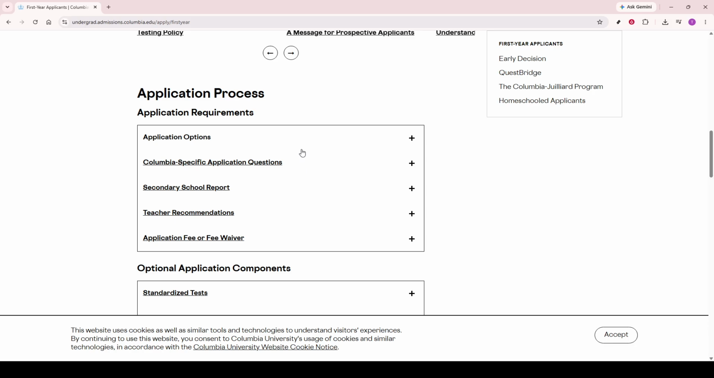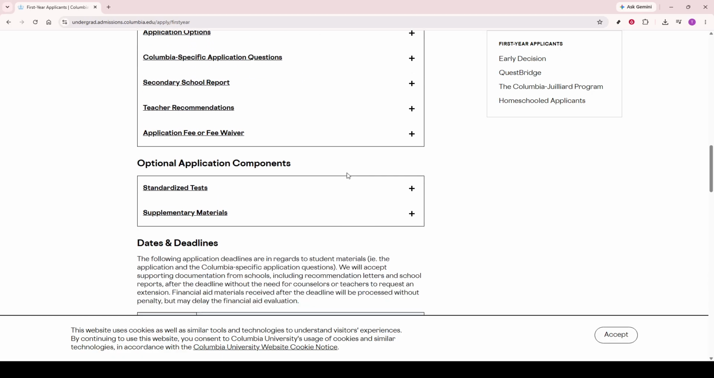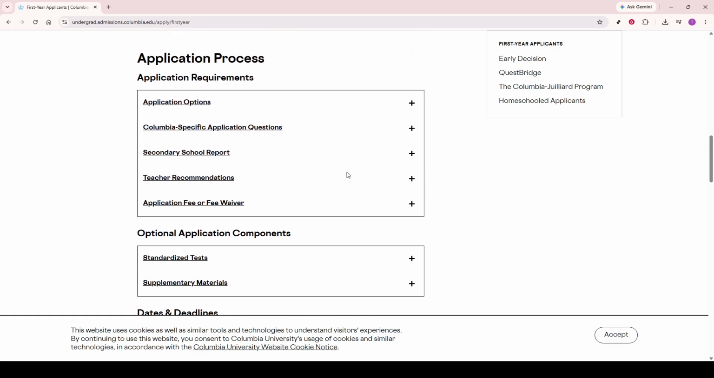You'll also want to know that Columbia is test optional. That means submitting SAT or ACT scores is not required. If you feel your scores strengthen your application, you can choose to self-report them. If not, you can still apply without them. This gives you some flexibility, but the key is to make a decision that reflects your strongest overall application.